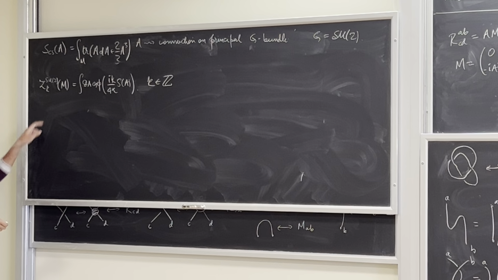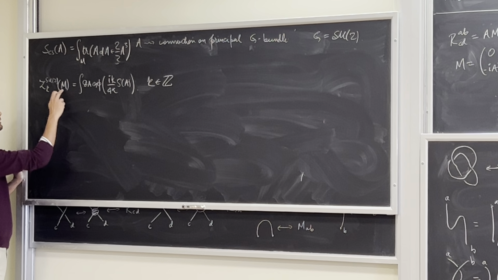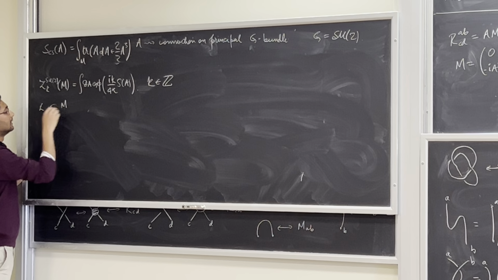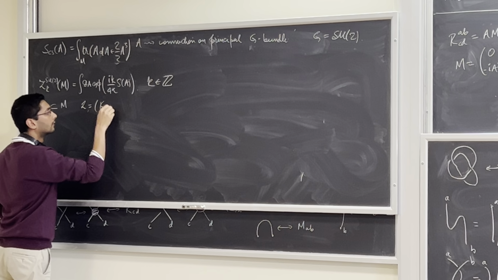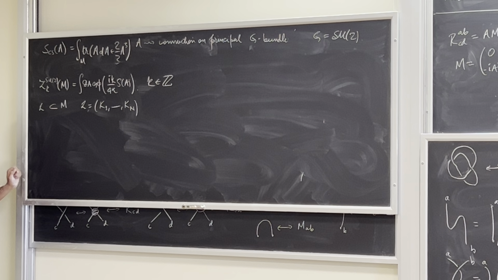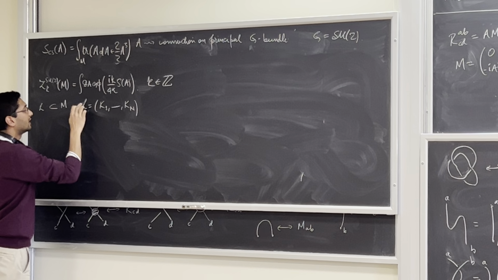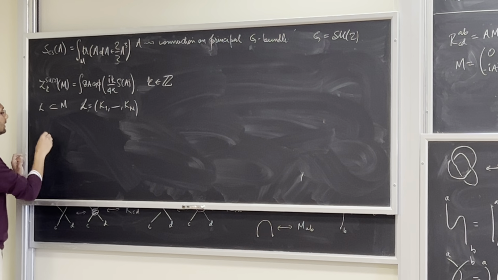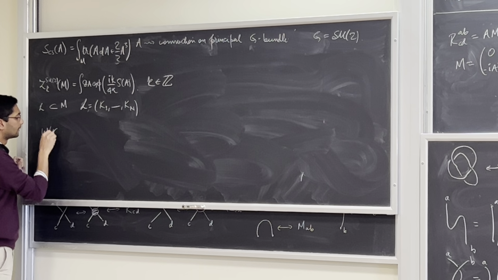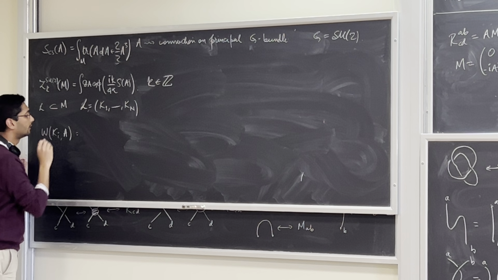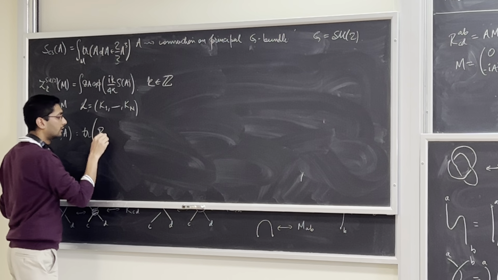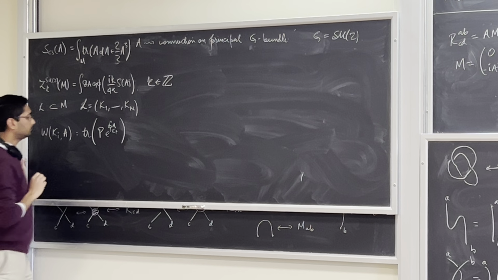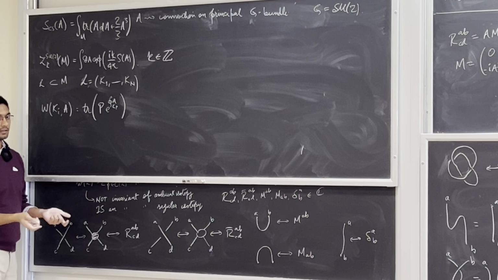Now consider a link in M. L is a link in M. It has capital N components. What I would like is to compute the Wilson loop operator for each of these loops. For each component K_i, I write down the Wilson loop, which is the trace of the path-ordered exponential over K_i of the gauge field. And this trace one has to take with respect to a representation of SU(2).